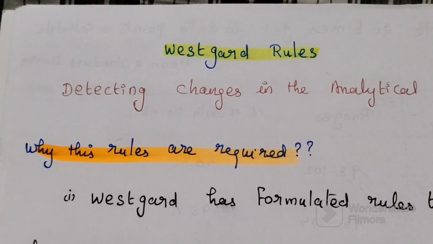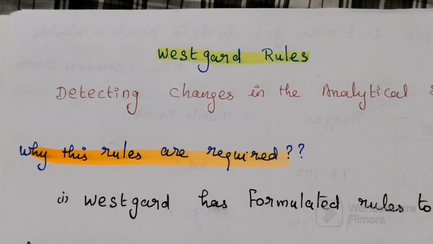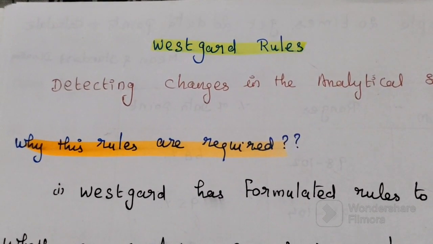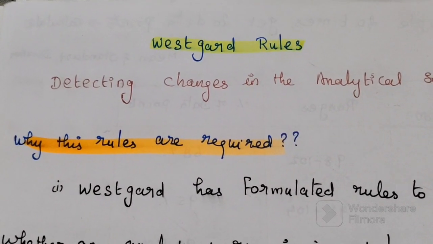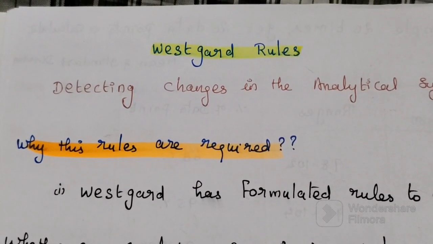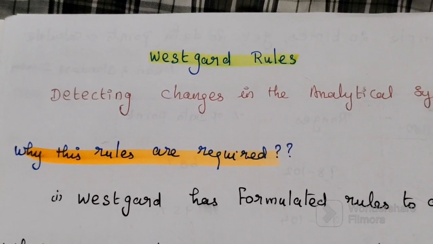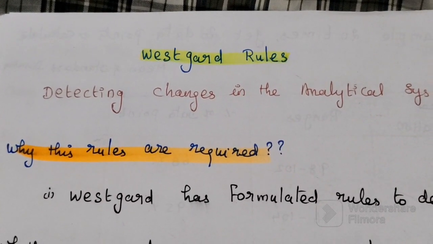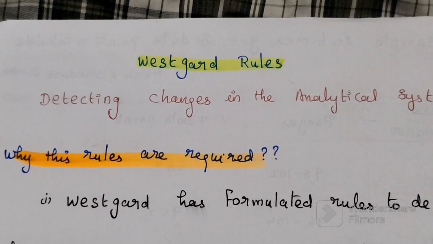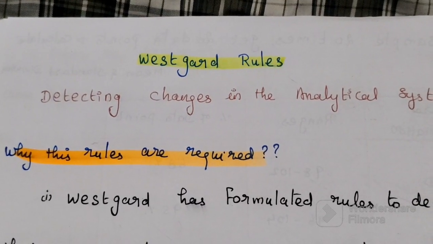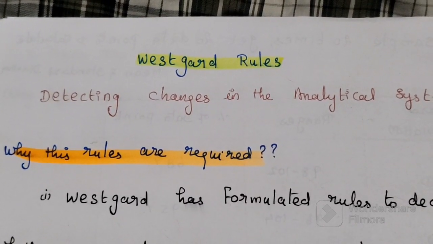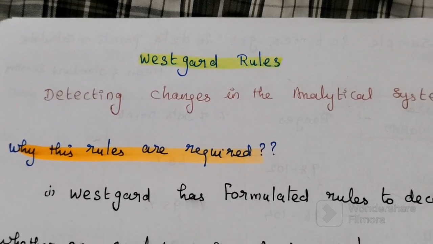Now coming to Westgard rules. What are the Westgard rules and what is their importance? The Westgard rules were given by Dr. James Westgard, and they are used for detecting changes in the analytical system.